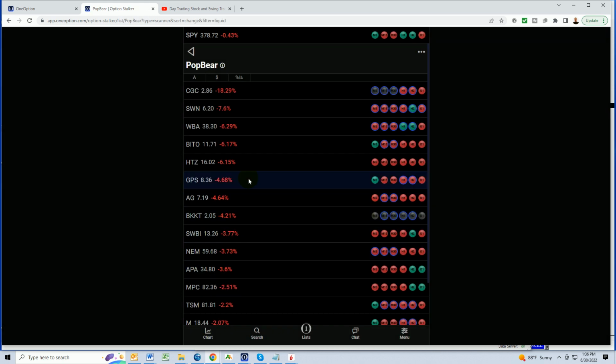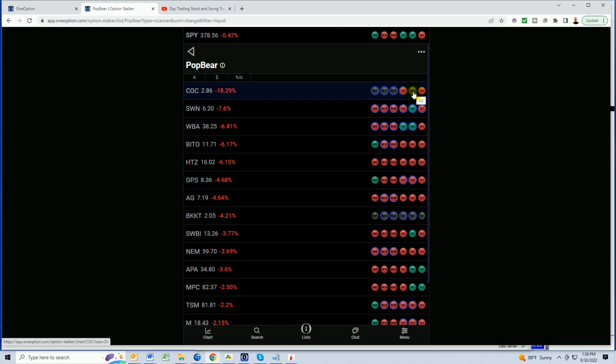I'm going to go into my favorite list, which is Pop Bear. This is my favorite list for swing trading shorts. You can see that the trade signals are visible across multiple time frames. But the first thing that you'll notice when you come into the mobile app is that you cannot click anywhere and not see what the trade signals are for the S&P 500.